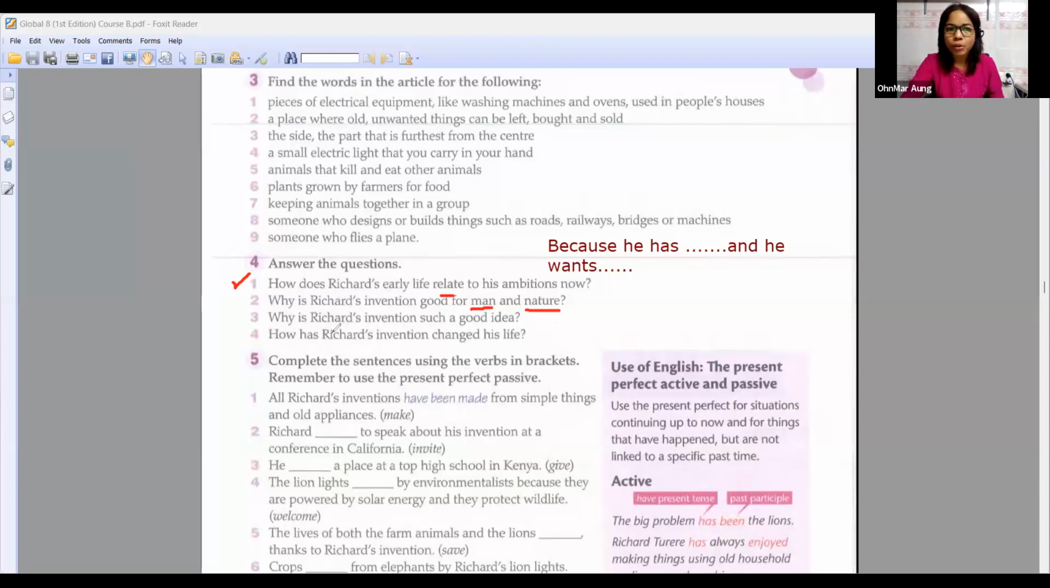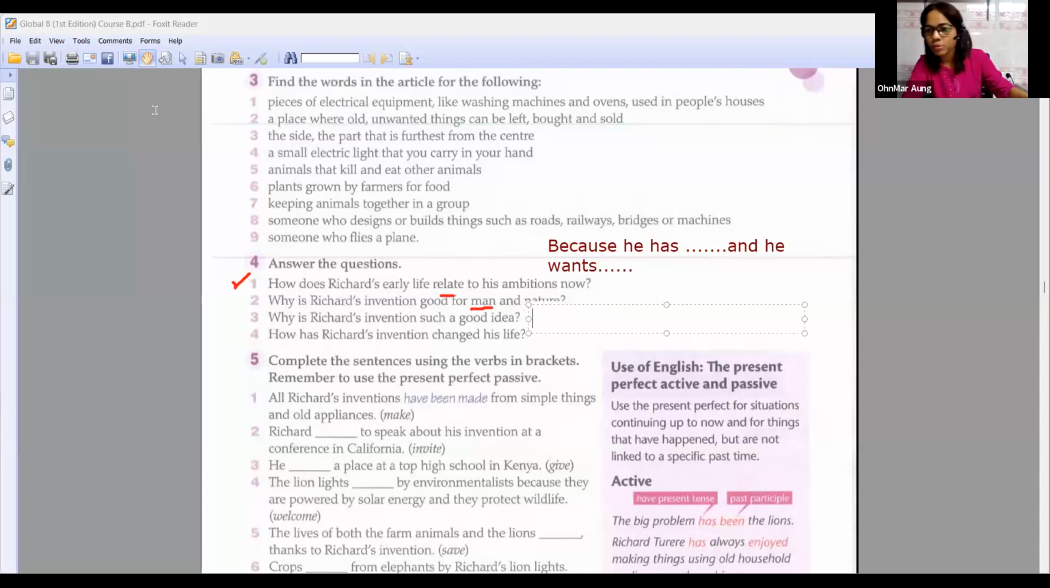Go to number three. Why is Richard's invention such a good idea? Sometimes you can repeat the words according to the question. Number three, Richard's invention is such a good idea because, or you can start with because. Why is it a good idea?